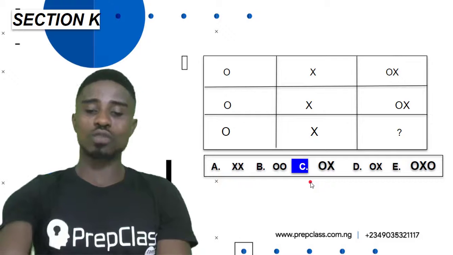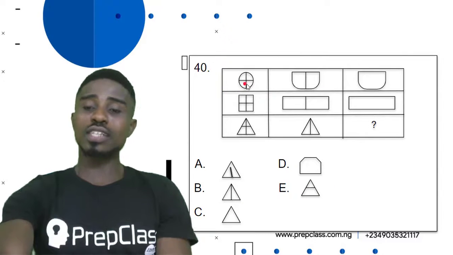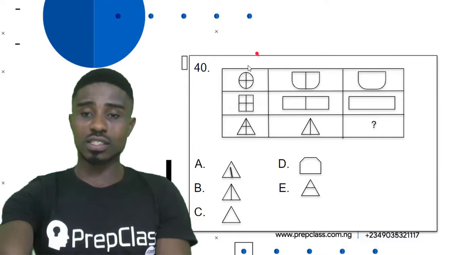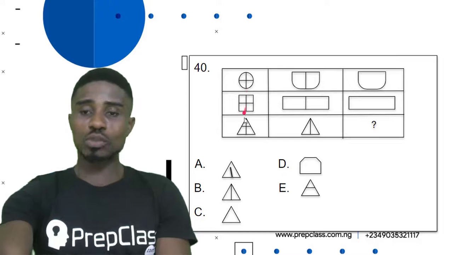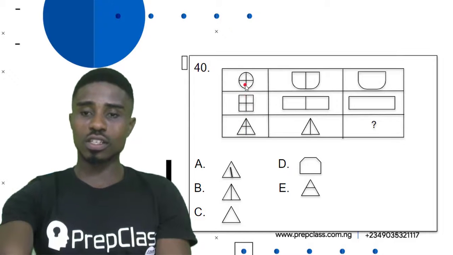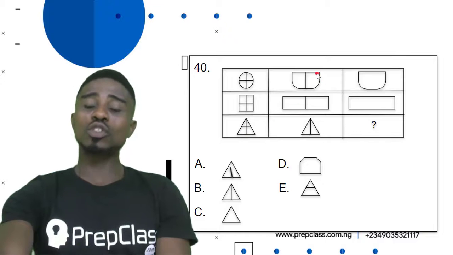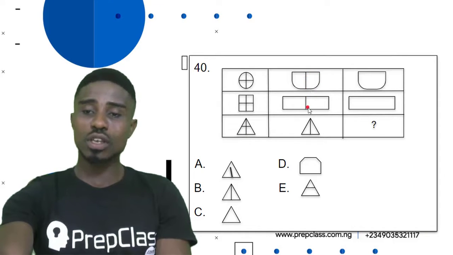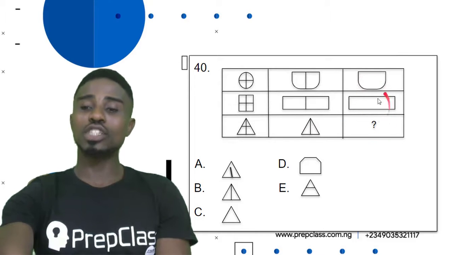Let's solve questions 40 to 42. Alright, this is question 40. So if you look at this, we have shapes with cross in it for this side. You can see them. Shapes with cross in it. Circle, there's a cross in it. Square, there's a cross in it. Triangle, there's a cross in it. For this side, we just have only one stroke in the shapes. And in this side, we have plain shape.